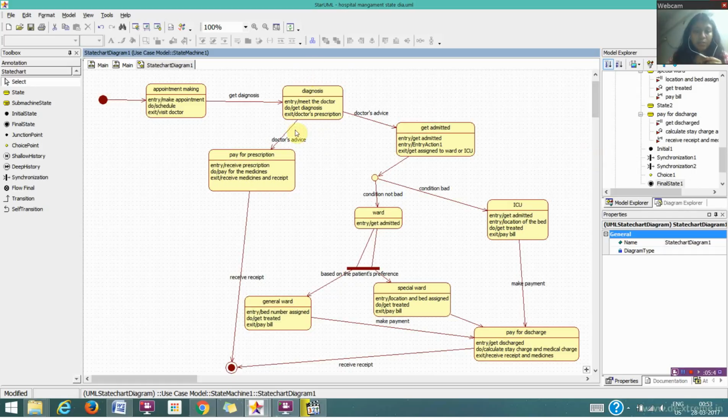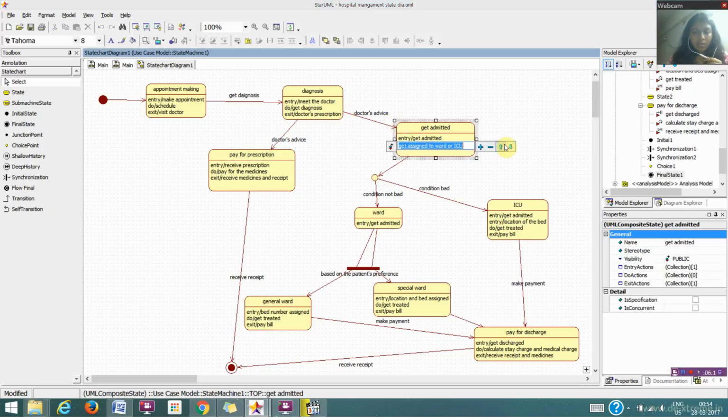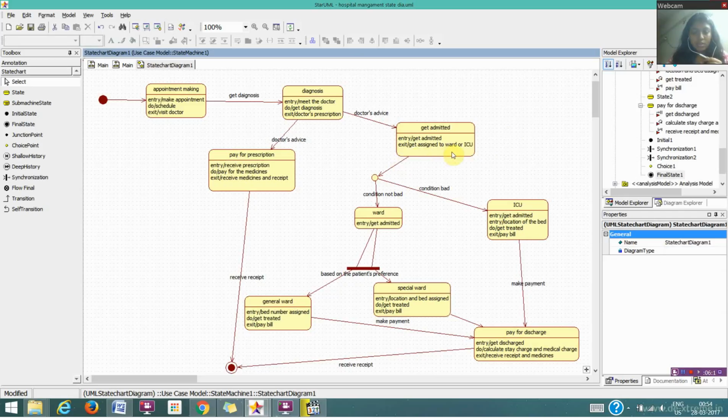So here the doctor can either choose to just send him off with medicines or can ask him to get admitted. This is based on the doctor's advice. For paying for a prescription, the entry is to receive a prescription, and the do function is going to be paying for the medicine, and the exit is when the patient receives the medicine and the receipt. If the doctor suggests the patient gets admitted, then the entry action would be admit, get admitted. The exit action is going to be getting assigned to a ward or an ICU.